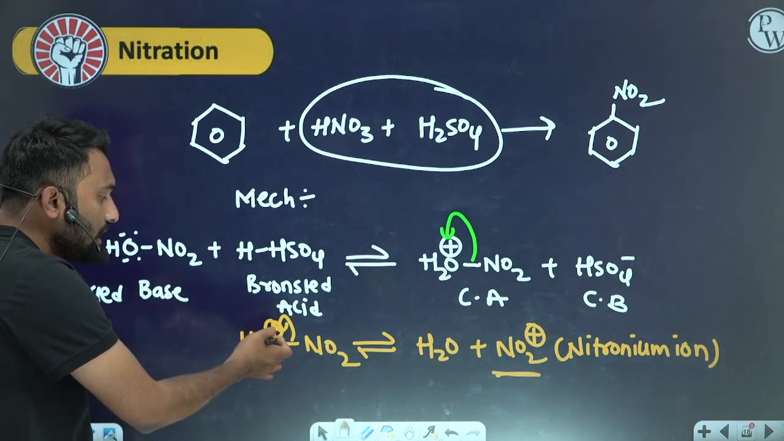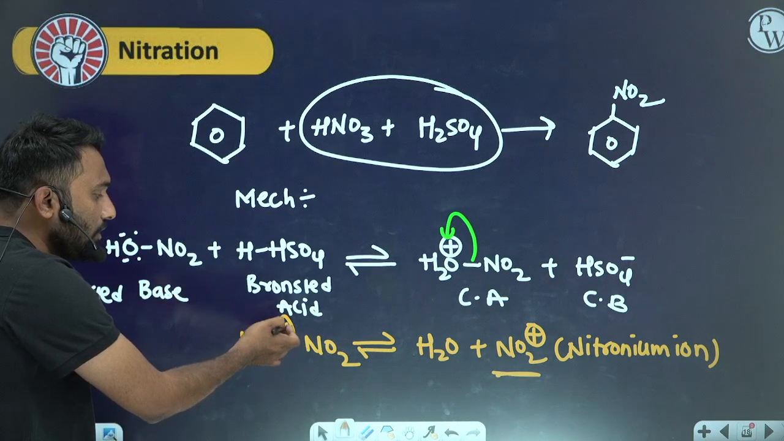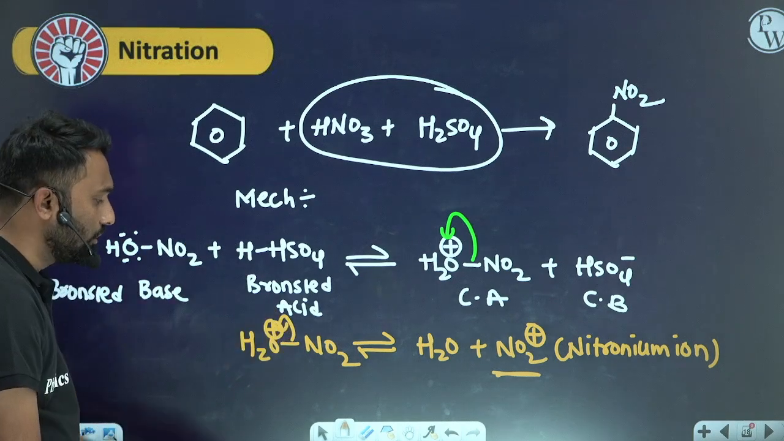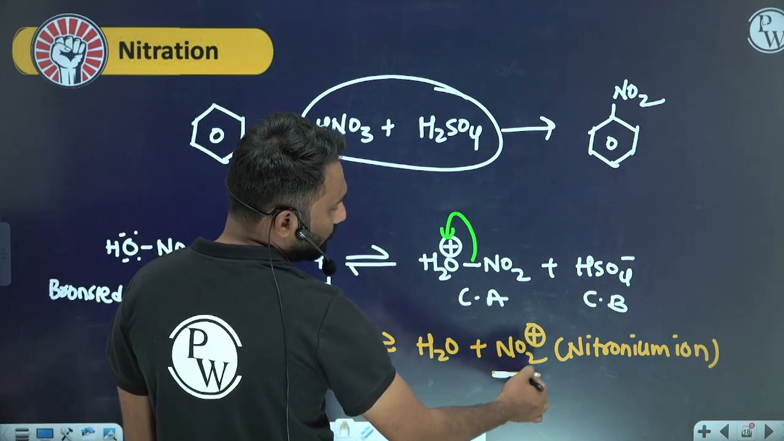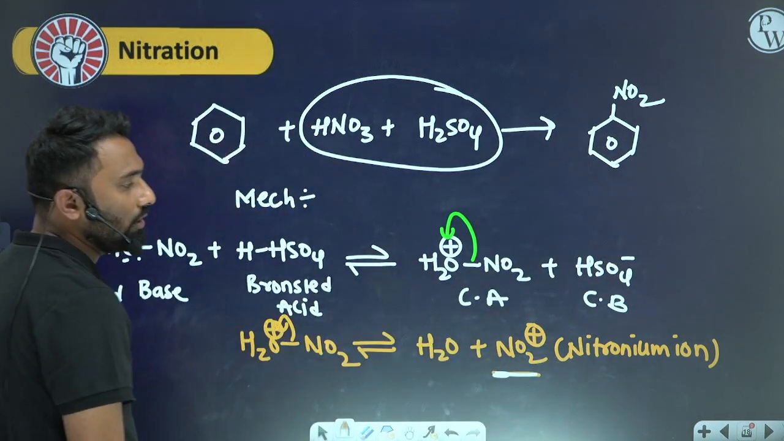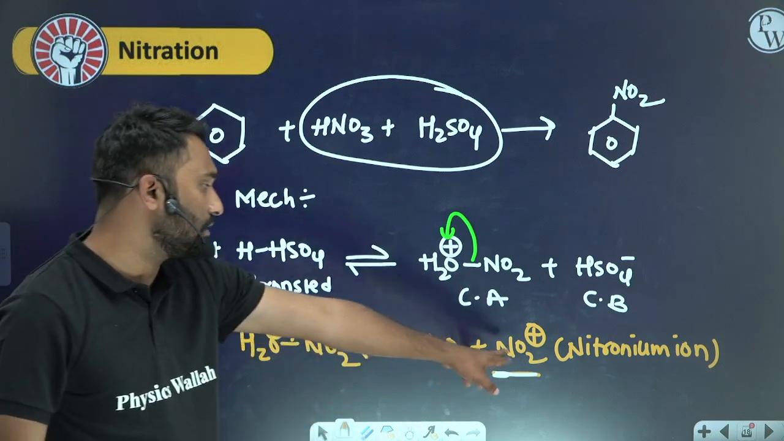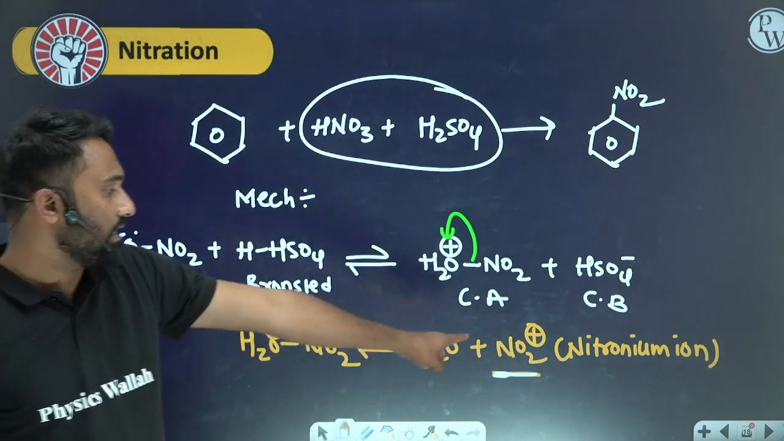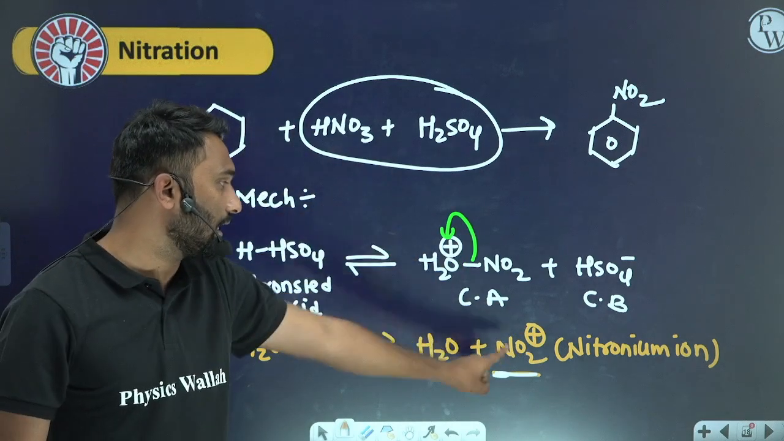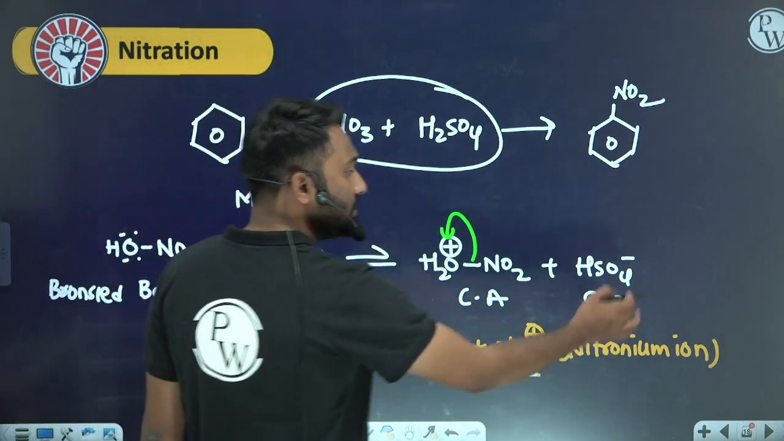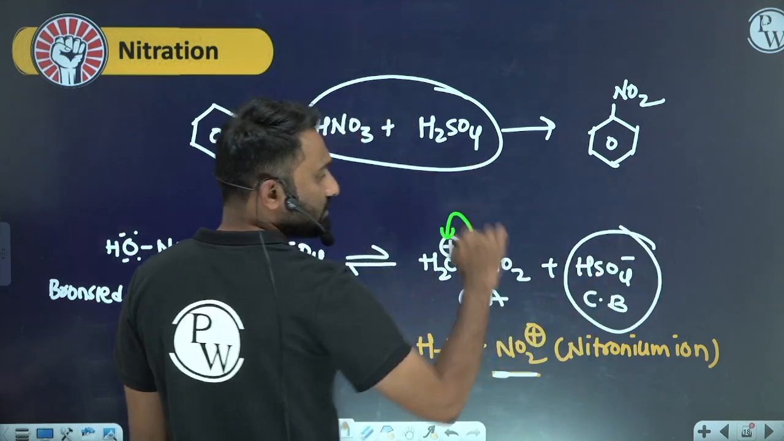Now to stabilize this positive charge, this bond pair of electrons has been shifted toward this oxygen, and we get the electrophile, that is the nitronium ion. By this we have generated the electrophile. Now this electrophile should be attached to the benzene. Clear? Now this conjugate base, you remember this conjugate base.